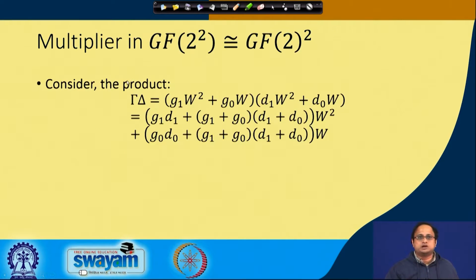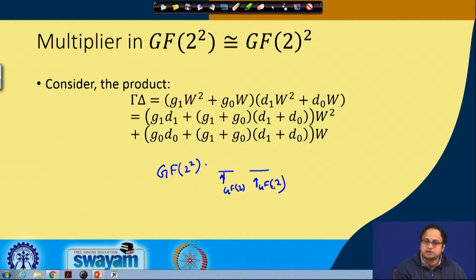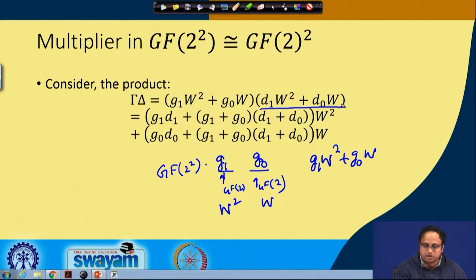How you do that is shown here. I take two elements in GF(2^2), a gamma and a delta, and multiply them. An element in GF(2^2) has two parts again, and each of these is in GF(2). One element is denoted G1 and the other G0. The basis is W squared and W, so my element is G1 W squared plus G0 W. Likewise, my other element is D1 W squared plus D0 W.